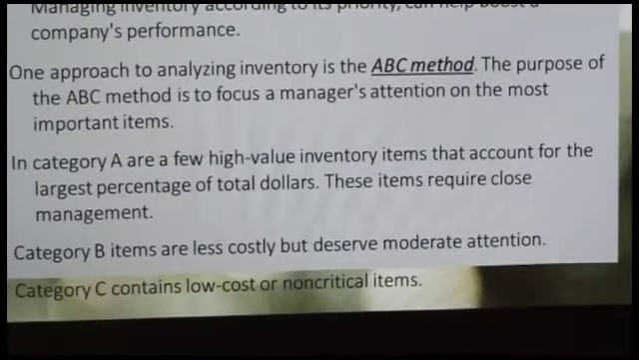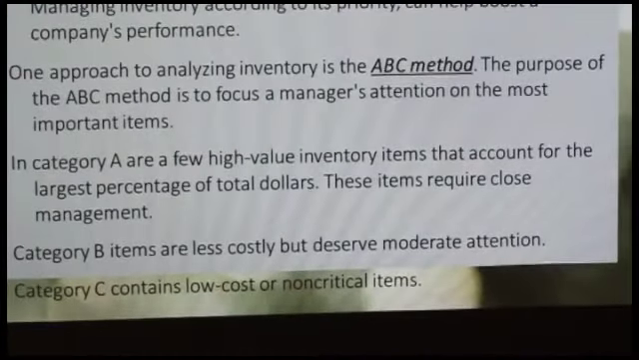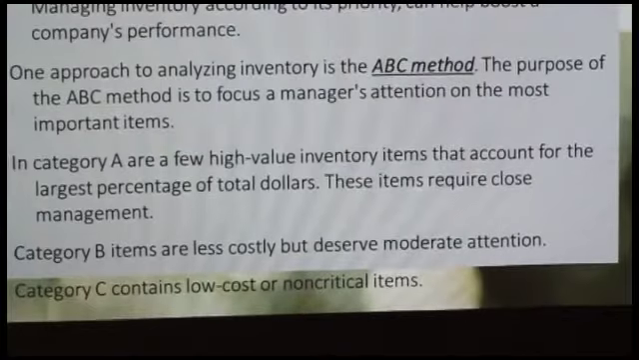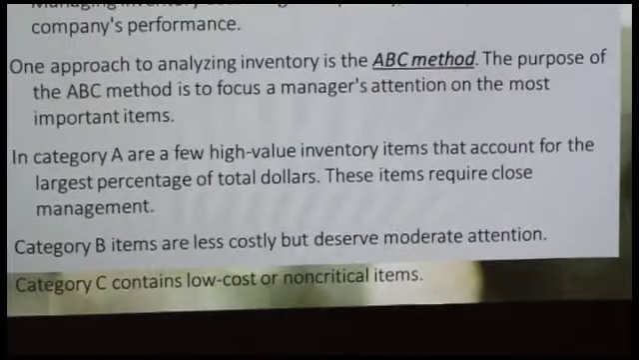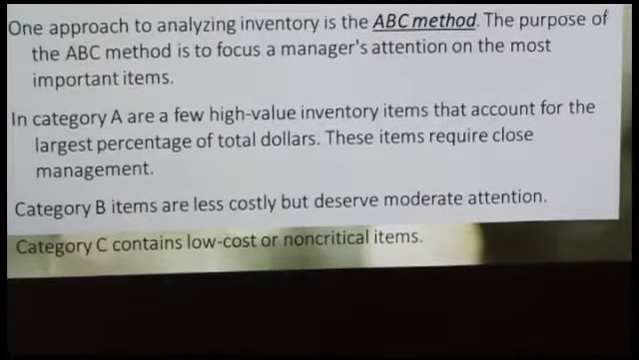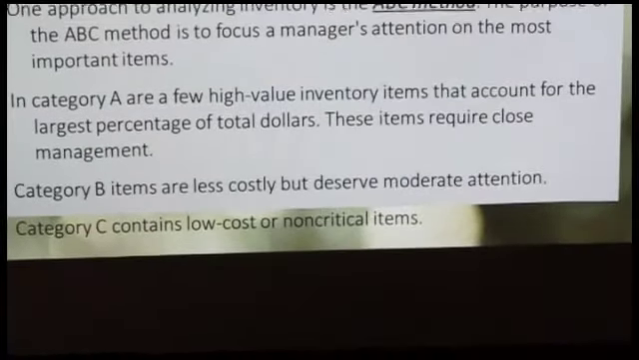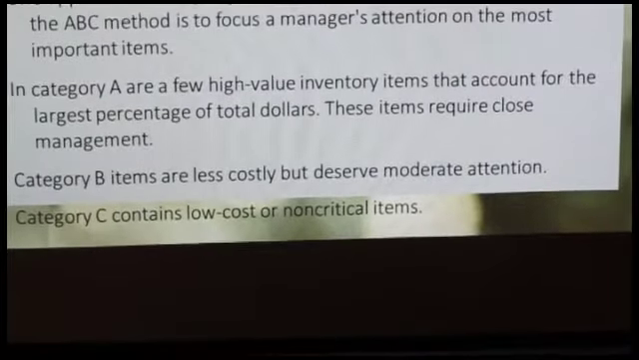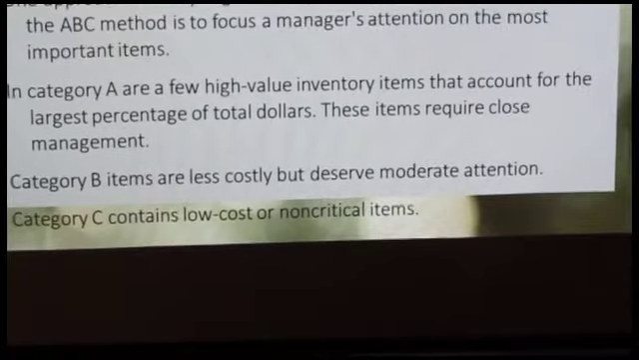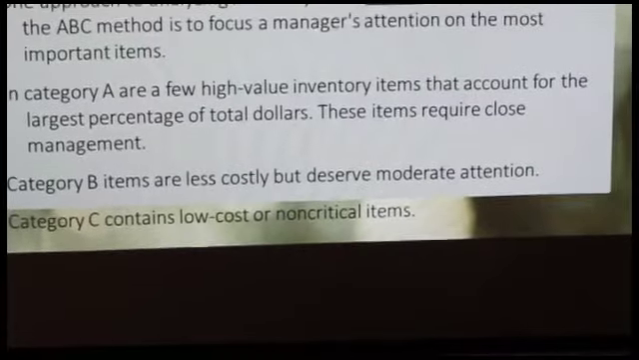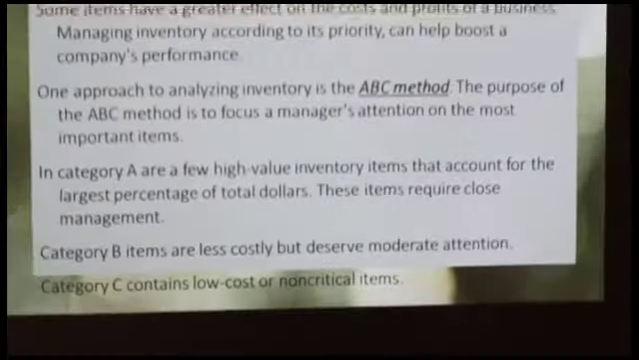In Category A are a few high-value inventory items that account for the largest percentage of total dollars. These items require close management. Category B items are less costly but deserve moderate attention. And Category C contains low-cost or non-critical items.